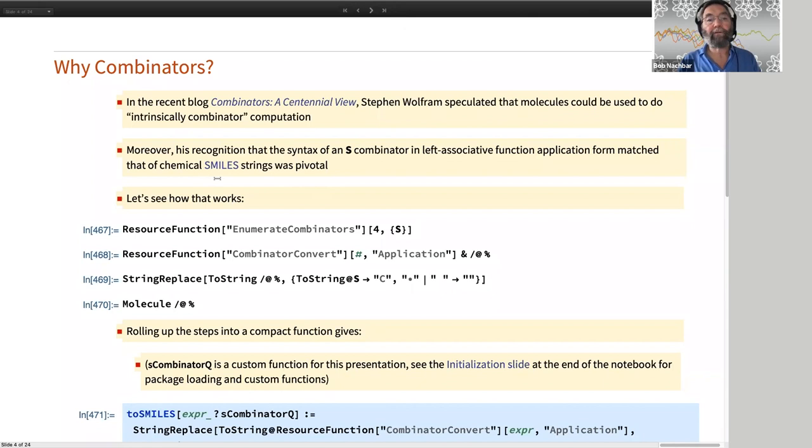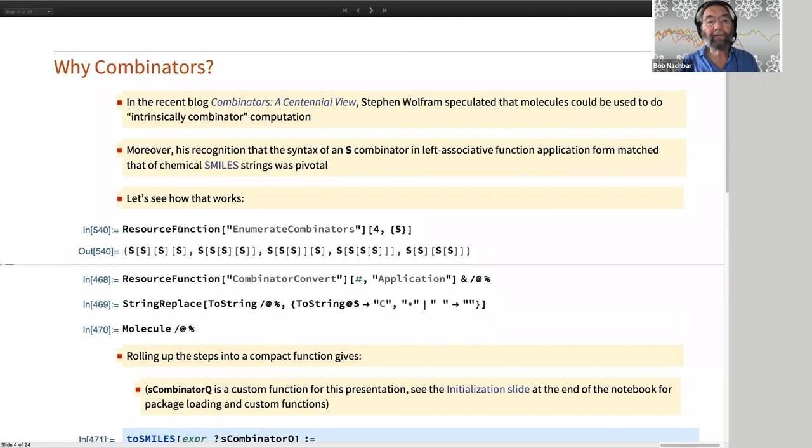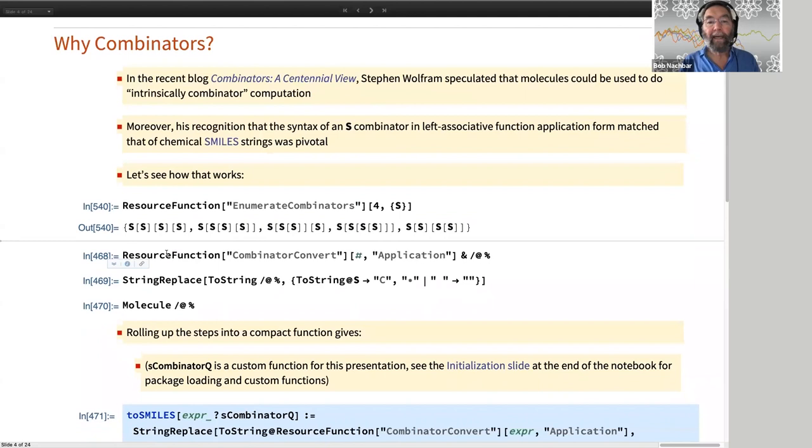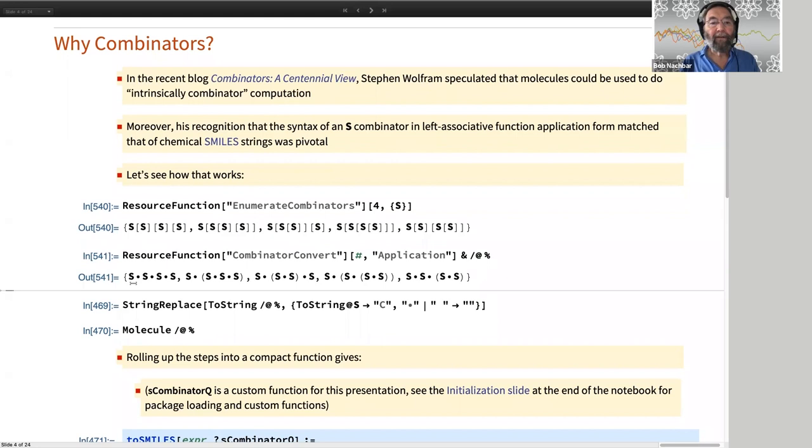So we can enumerate all the combinators of size 4 using the symbol S. These are four of the five of them at size 4. And when we rewrite them in application notation, Stephen noticed that they are just strings of S's with parentheses indicating the nesting. And that looks very much like the SMILES notation.